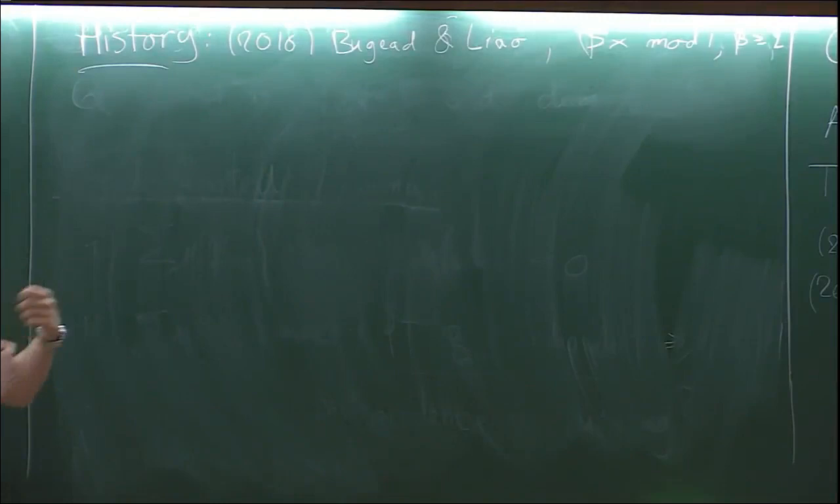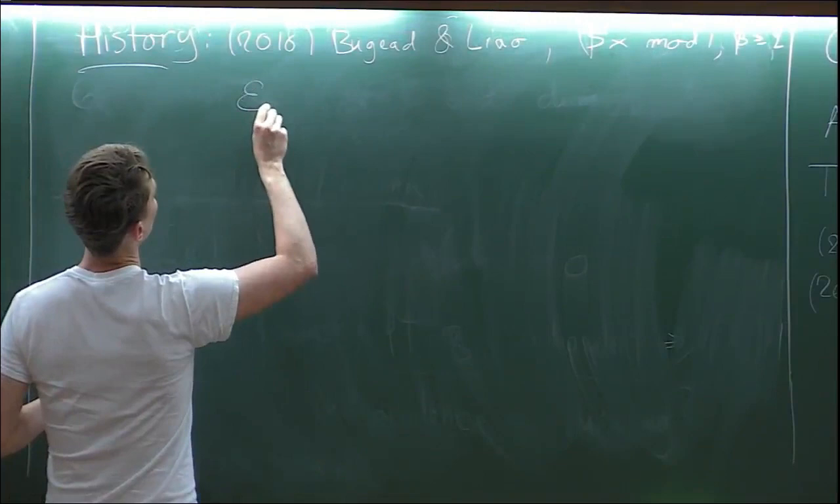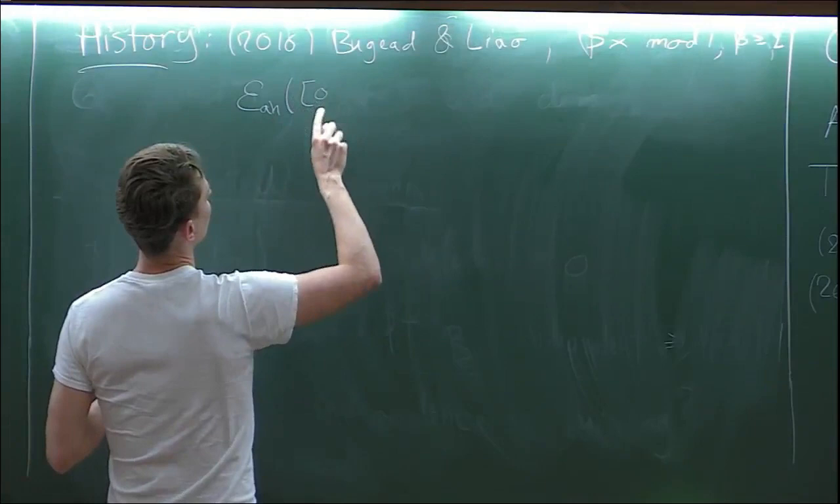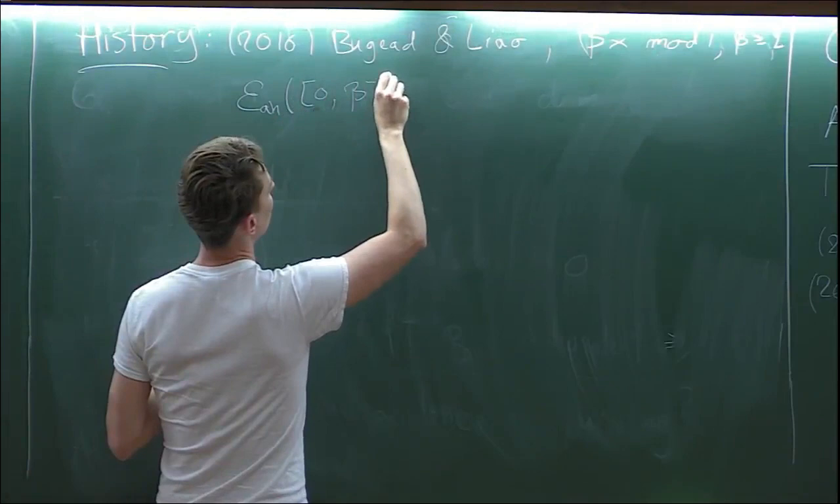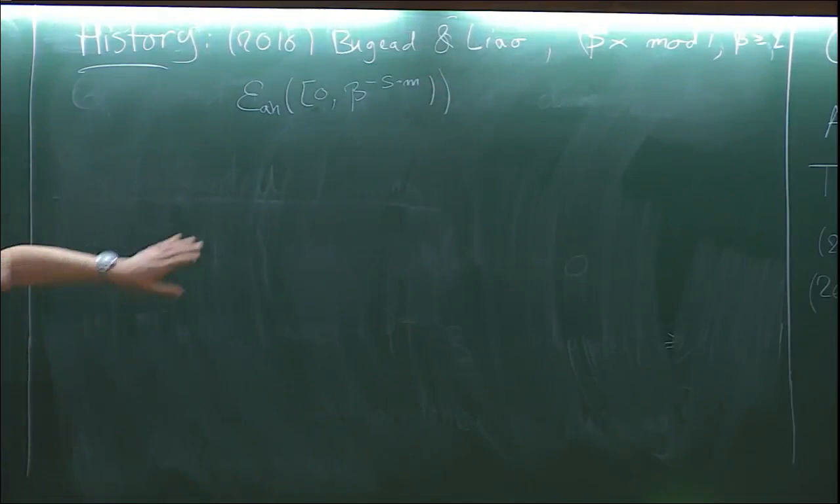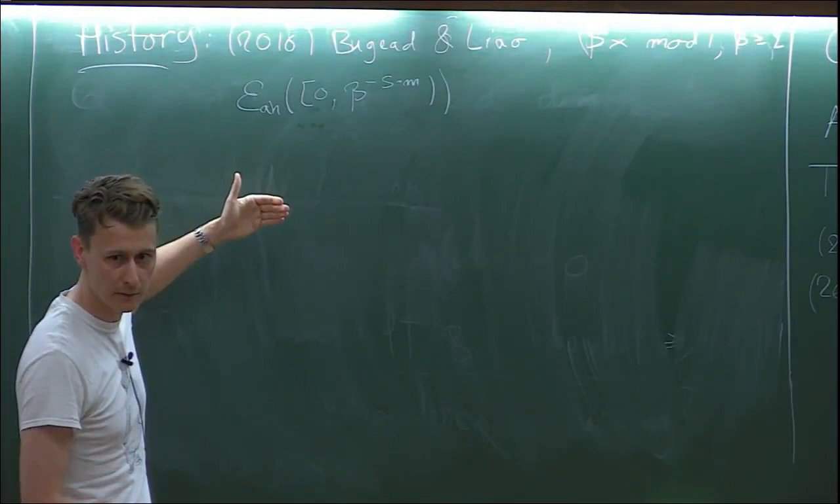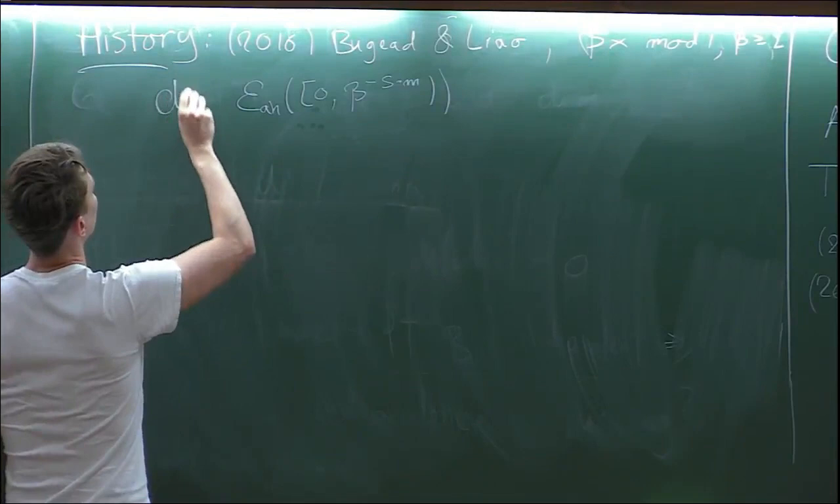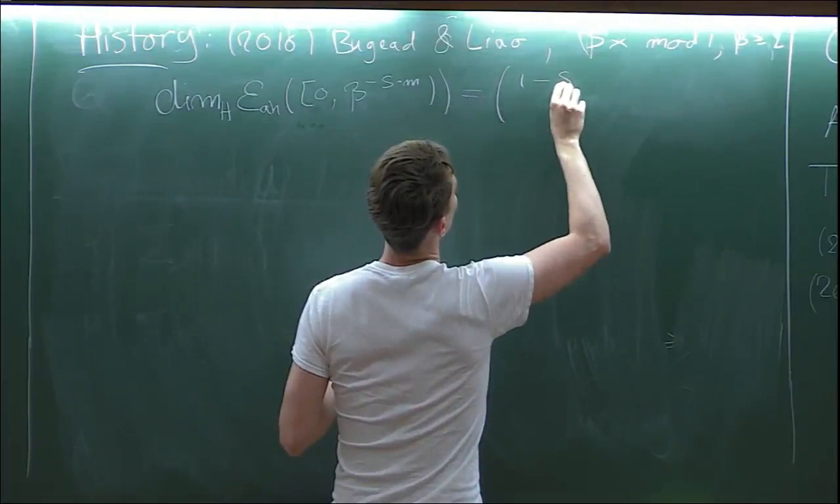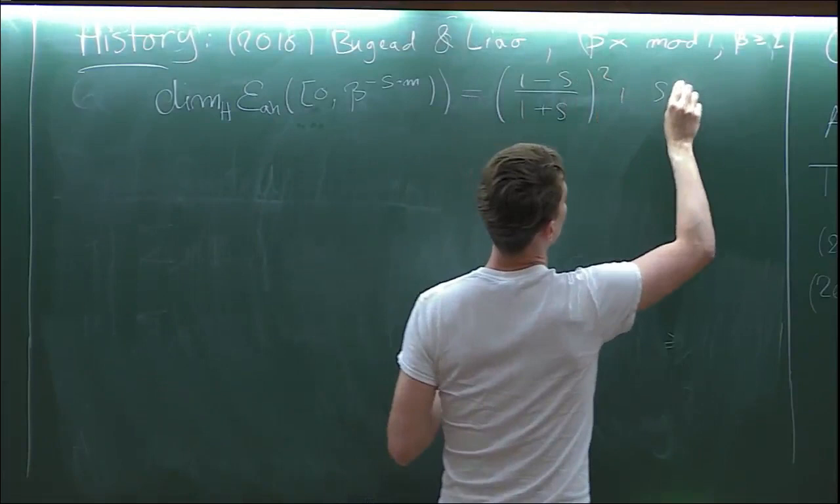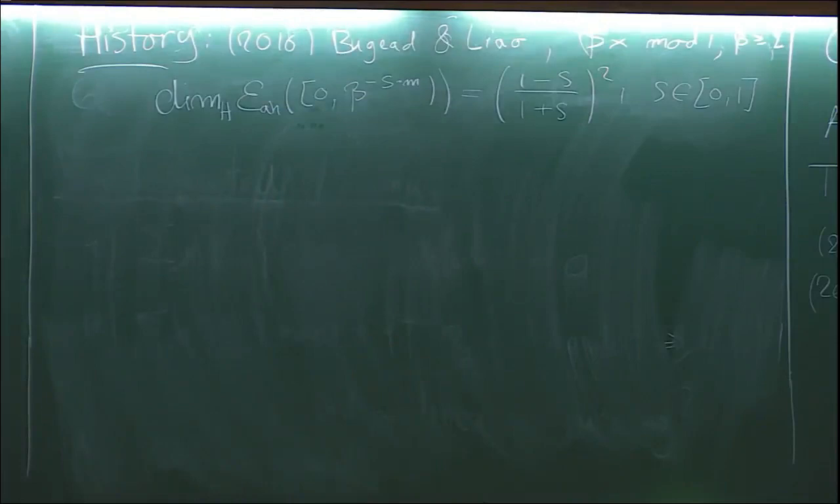If you reformulate their language into the notation that I've introduced here, what they were actually studying was eventually always hitting for this transformation with targets which were intervals with fixed left endpoint zero and beta to the minus s times m as the right endpoint. So these are shrinking exponentially fast. That means that the sum of the measures is going to be finite. So in particular, we have measure zero for infinitely many hits, so we also have measure zero for eventually always hitting. But they were interested in the Hausdorff dimension of this set, which they proved was 1 minus s divided by 1 plus s squared as long as s is between 0 and 1. And for s greater than 1, they have Hausdorff dimension 0.